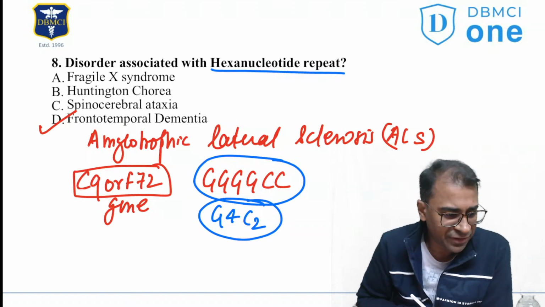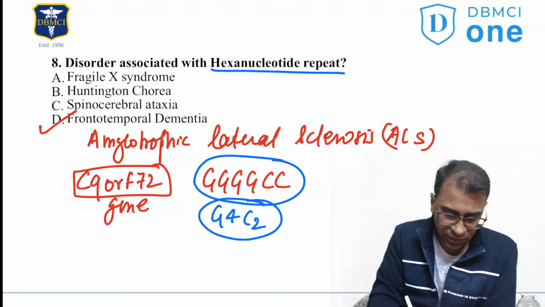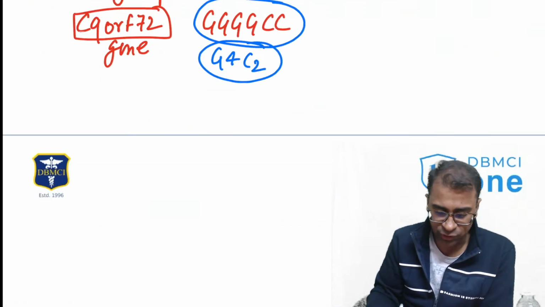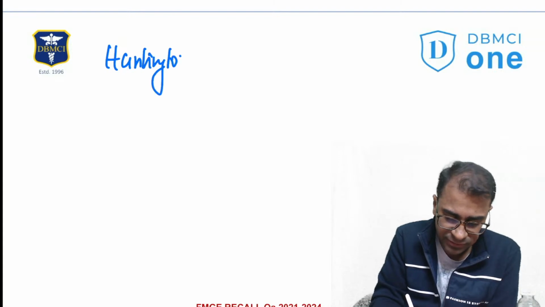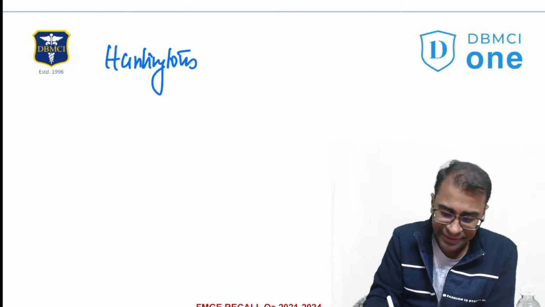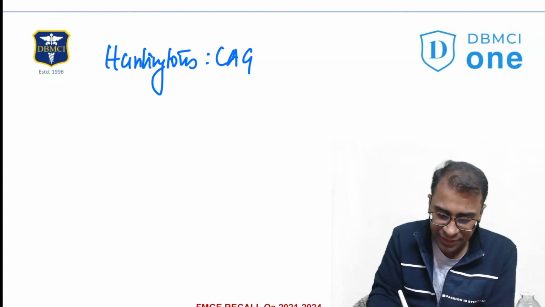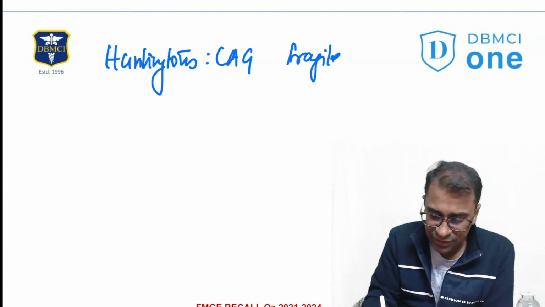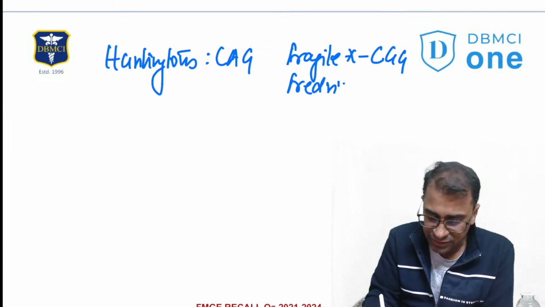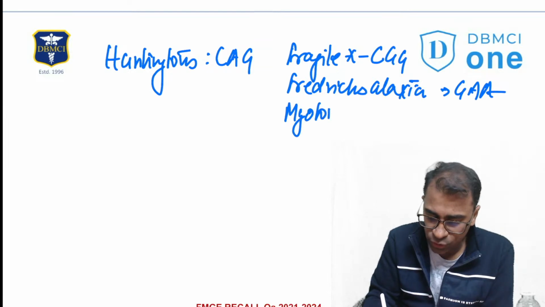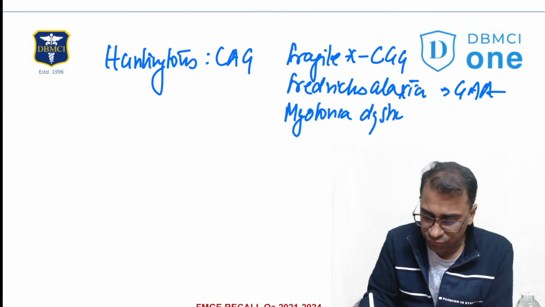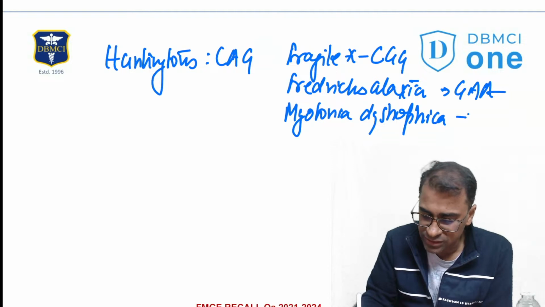What are you saying? Friedreich's ataxia. Yes, that will be for Friedreich's syndrome. How to remember this whole story? The repeat can be for Huntington's, which is CAG, or it can be fragile X syndrome, which is CGG. It can be Friedreich's ataxia, which is GAA, and myotonic dystrophy, which is CTG.